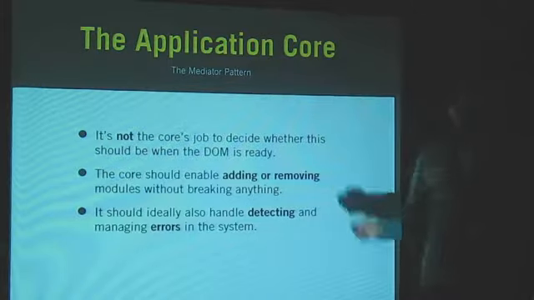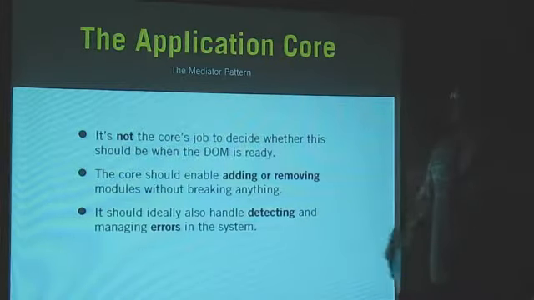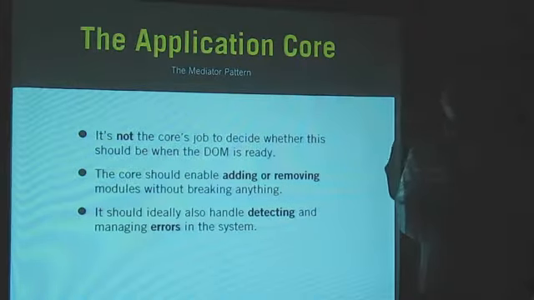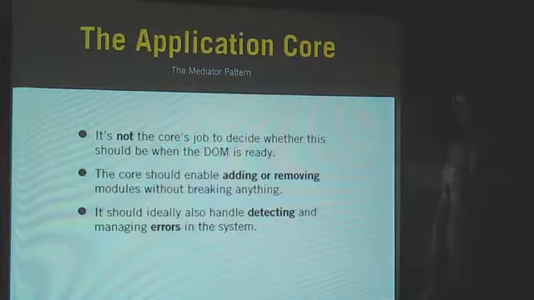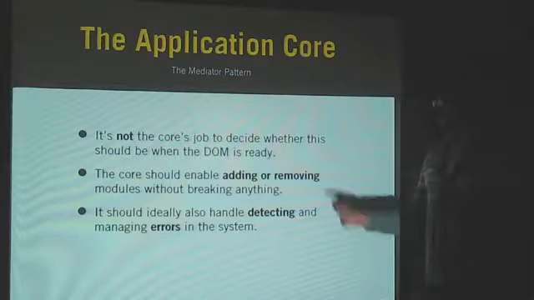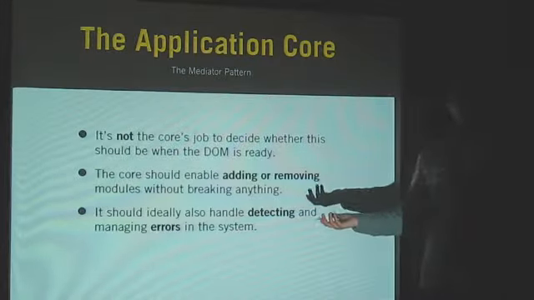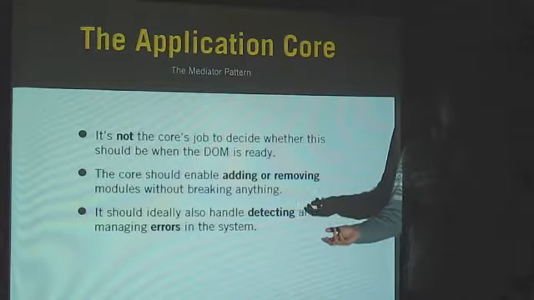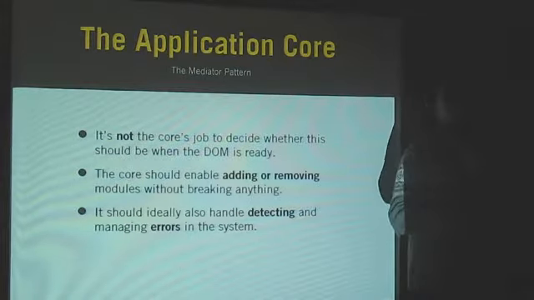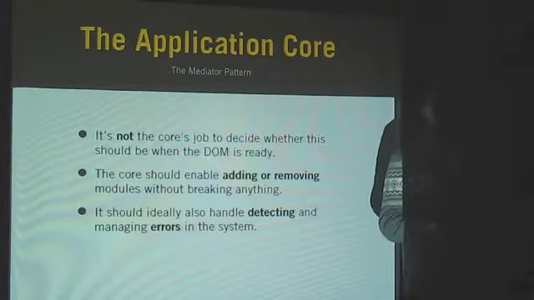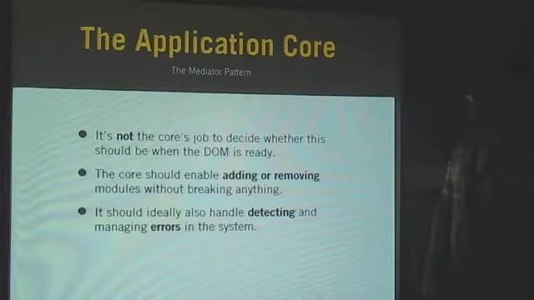So what doesn't the mediator do? Well, it's not its job to decide whether modules should be loading when the DOM is ready. That's something that should be in your module itself, or if you want to break down a module into models using controllers, you can do that. The core should allow you to add or remove new modules without breaking anything. Where is this useful? Consider like the BBC homepage. I can add new widgets dynamically to the BBC homepage if I want to. And technically speaking, those are all sandboxed. They don't break anything. Ideally, they shouldn't be breaking anything. Wouldn't it be cool for us to be able to support the same thing?